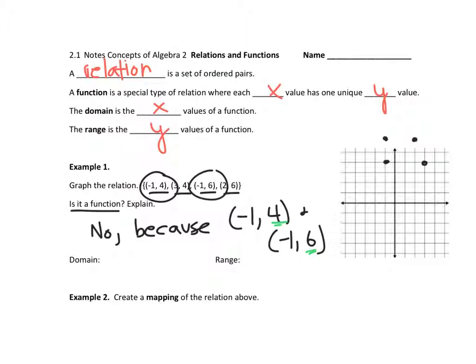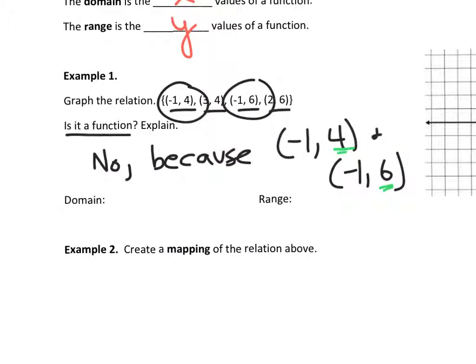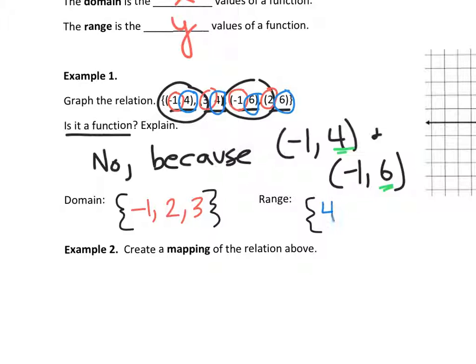So the domain is going to be the x values. So what you want to do is write it in set notation. So I use a bracket, this bracket like this, I make a C, and I list out the x values from least to greatest. And then I don't include the same x value or same domain twice. So I don't need to write -1 twice. I'm just going to write -1, comma, the next numbers are 2 and 3. So that's my domain. I'm going to do the same thing with the range. I'm going to look at the y values, 4, 4, 6, 6. So the range is just going to be 4 and 6.